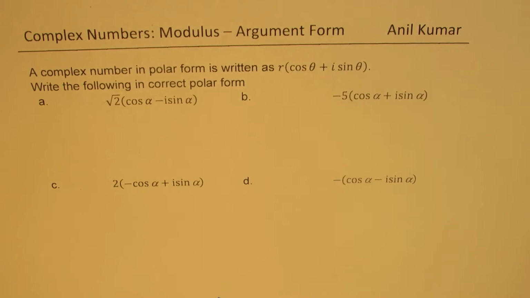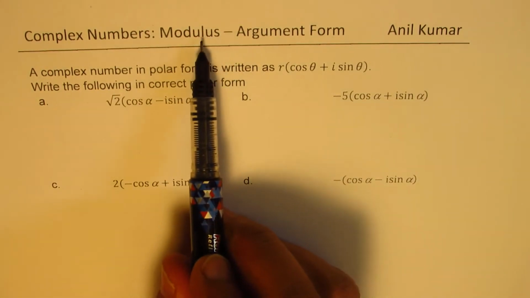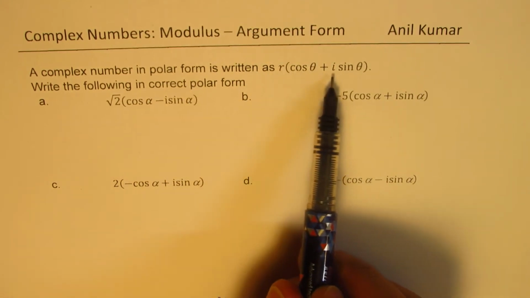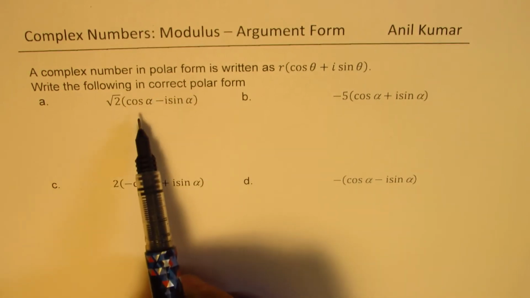We'll now see how to write a complex number correctly in modulus argument form, which is also called polar form. So that is the exercise for you. A complex number in polar form, which is the same as modulus argument form, is written as r cos theta plus i sin theta. Write the following in correct polar form.